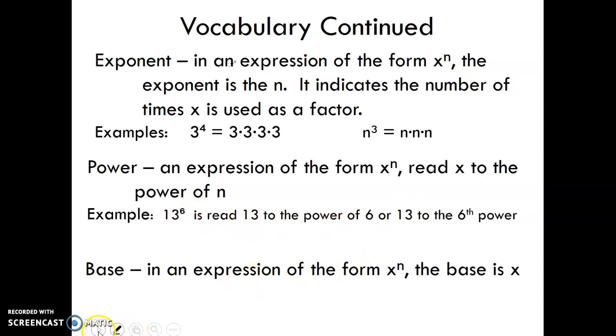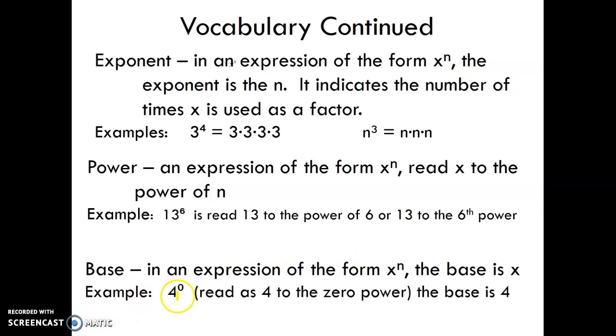And then lastly, base. It's just, again, what is being raised to a power. For example, 4 to the 0. 4 is your base, 0 is your exponent, and this is read as 4 to the 0 power, or 4 to the 0. Not too difficult.